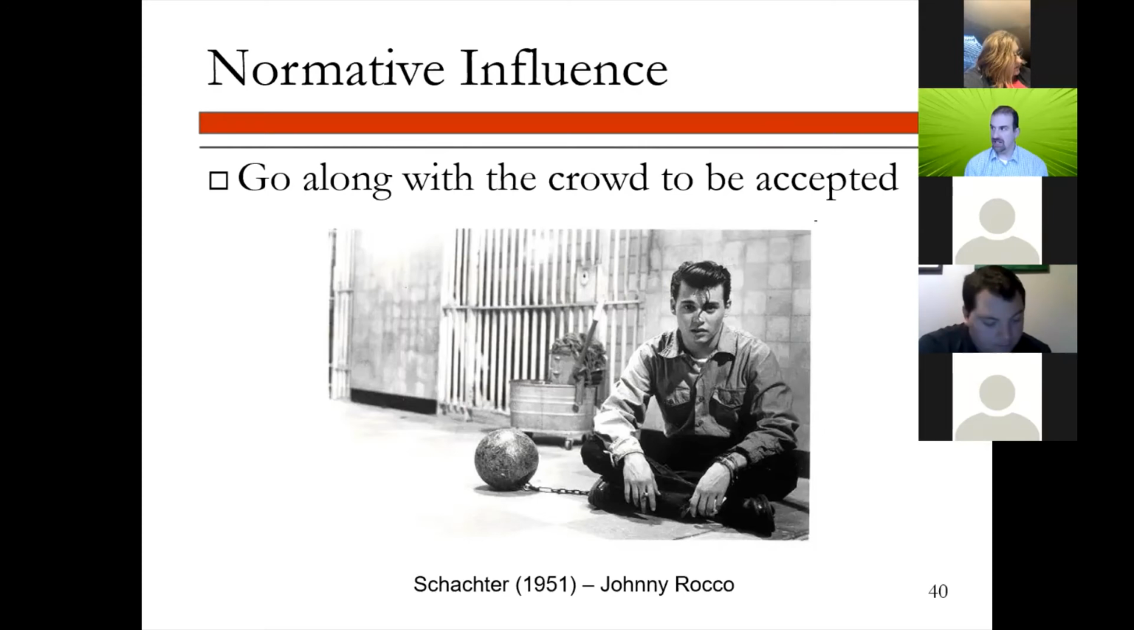And in a third condition, which we call the slider condition, he started off disagreeing, saying, hey, we should lock Johnny Rocco up. But by the end of the conversation, he went from saying, lock Johnny Rocco up, to saying, no, we should rehabilitate him. He can be saved.